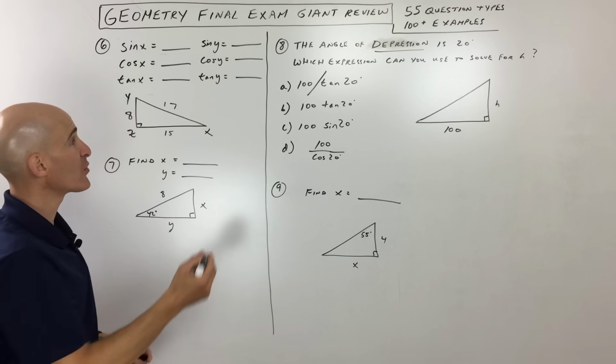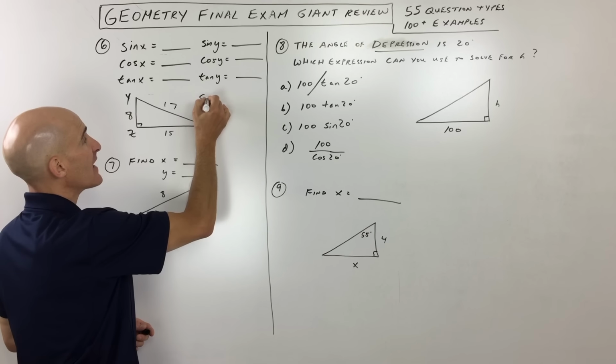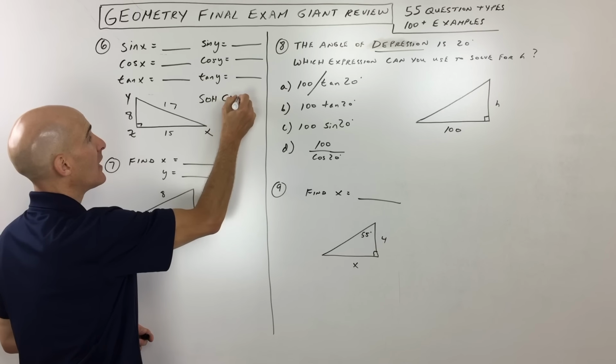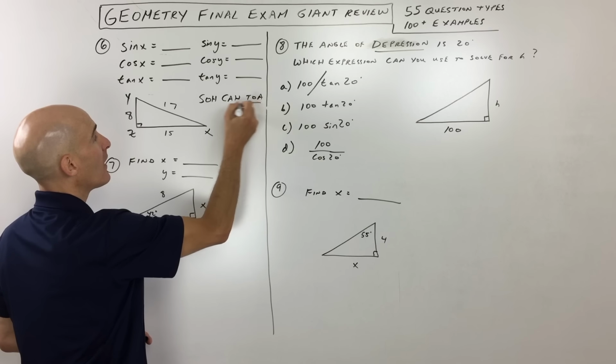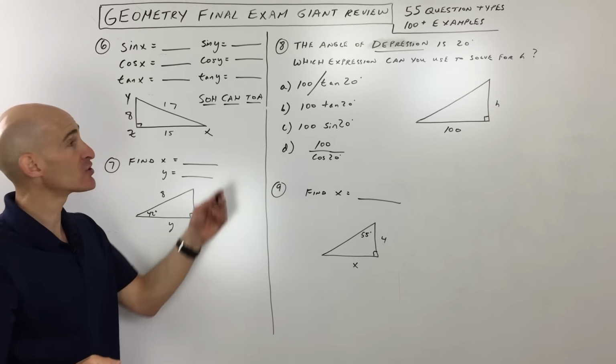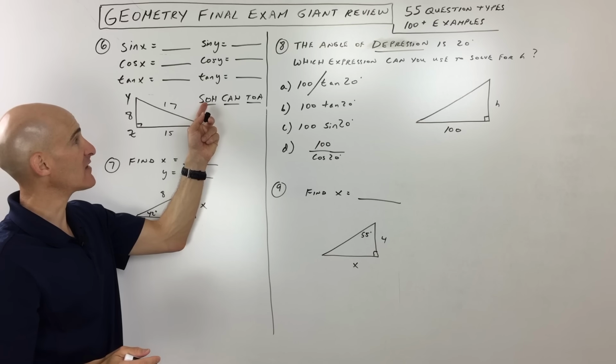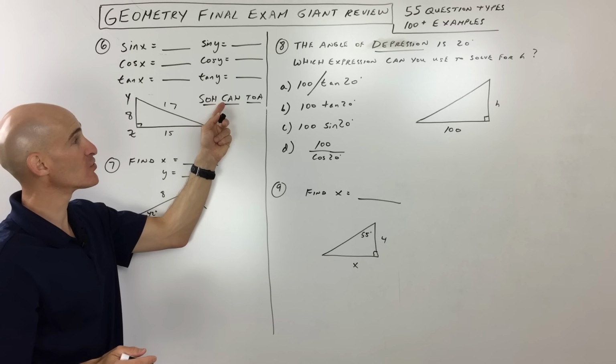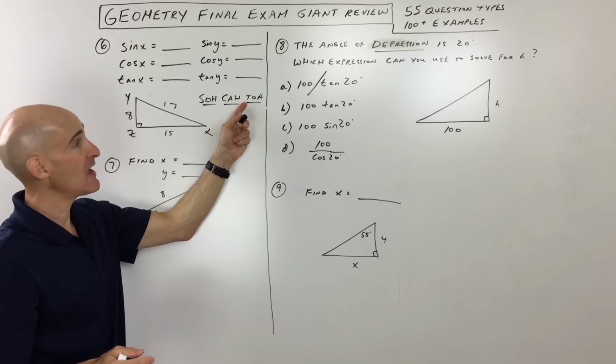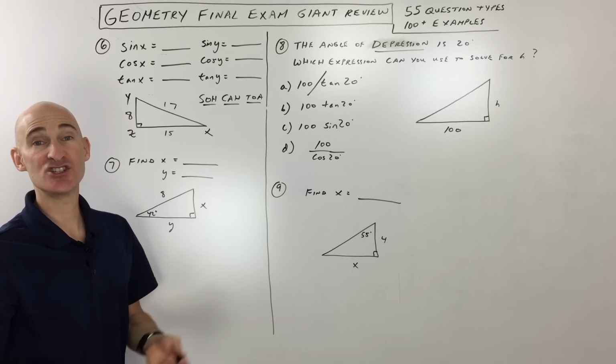Now the key thing to remember here, if you've forgotten, is the SOHCAHTOA acronym, right? So the SOHCAHTOA acronym means if it's the sine, you take the opposite over the hypotenuse, cosine the adjacent over the hypotenuse, and the tangent the opposite side over the adjacent side.